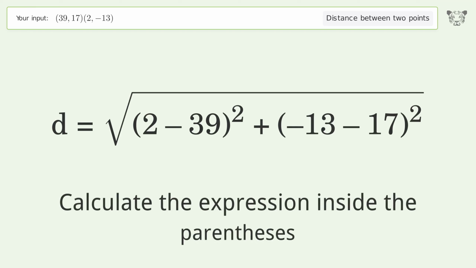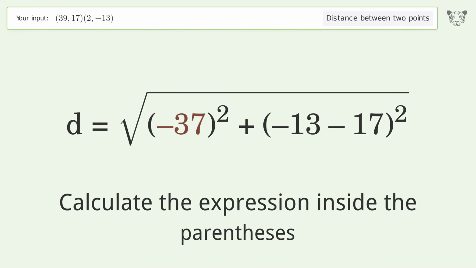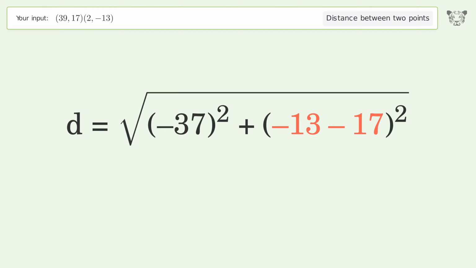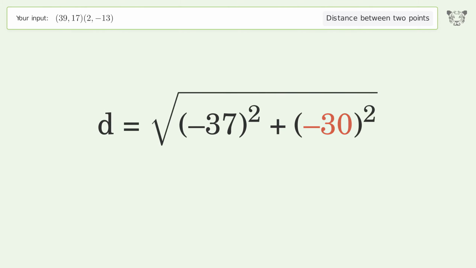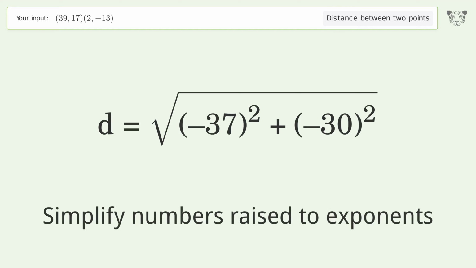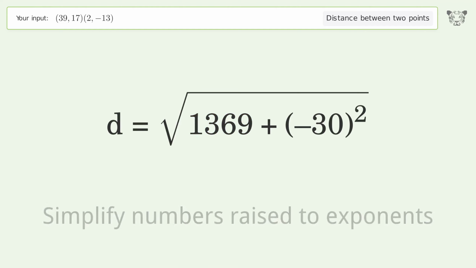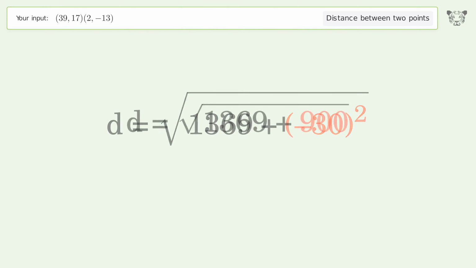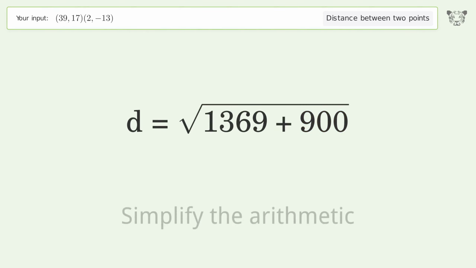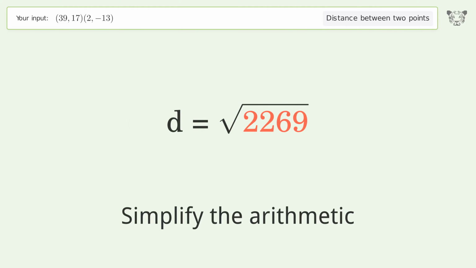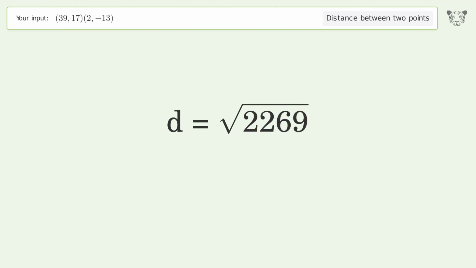Calculate the expression inside the parentheses. Simplify numbers raised to exponents. Simplify the arithmetic. And so the distance between the 2 points is the square root of 2269, or 47.634.